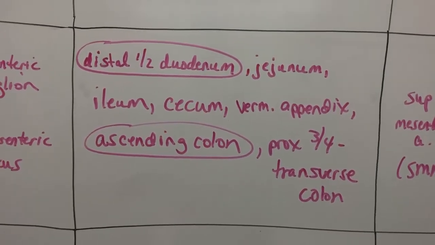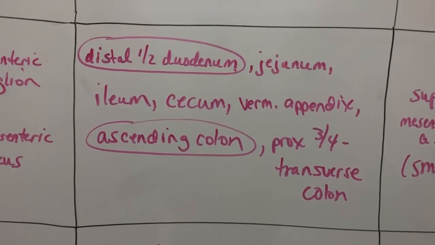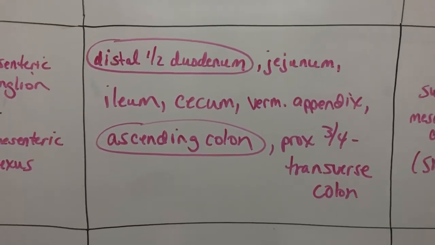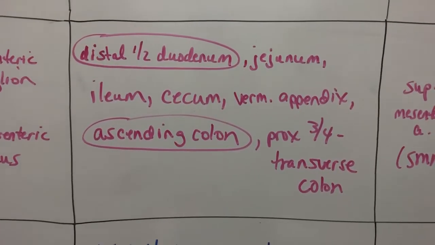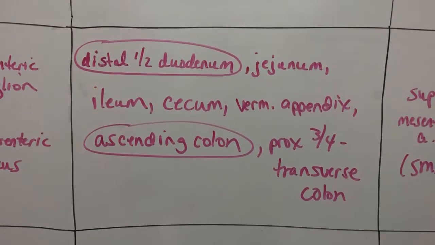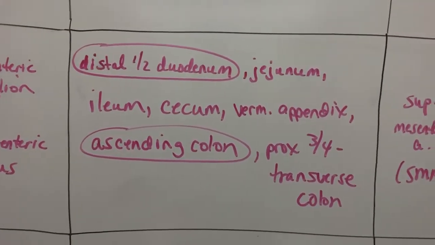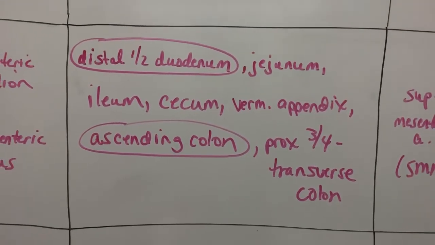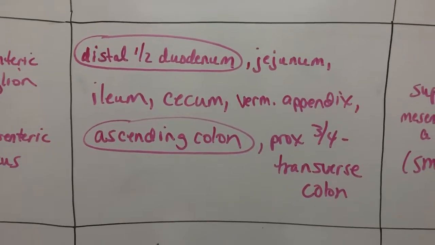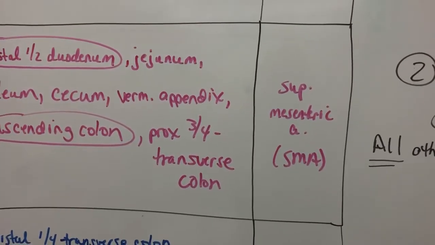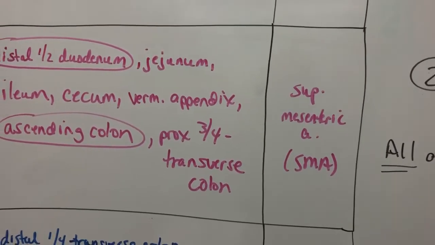The distal half of the duodenum and the ascending colon are your secondarily retroperitoneal midgut structures, whereas the jejunum, the ileum, the cecum, the vermiform appendix, and the proximal 3/4 of the transverse colon are all intraperitoneal. Remember, in gut, you are either intraperitoneal or you are secondarily retro. This superior mesenteric artery is our supply. The same name as the plexus, same name as the ganglion.